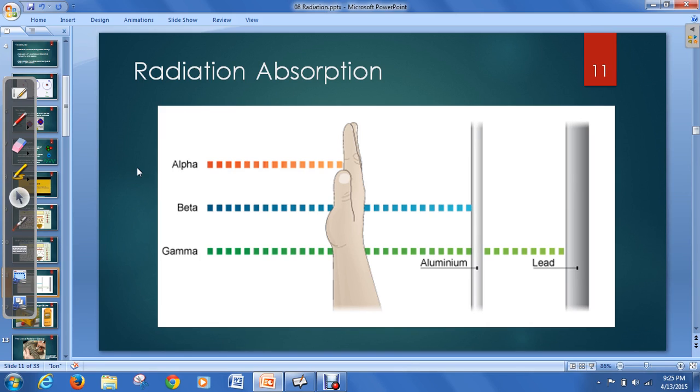Okay, so alpha radiation, because it's particles, okay, just protons and neutrons, subatomic particles, it's very easy to absorb. Something like your hand or a piece of paper will absorb alpha radiation. Okay, and it's very dangerous to absorb alpha radiation because if you look at an atom, let's say you have a bunch of oxygen.